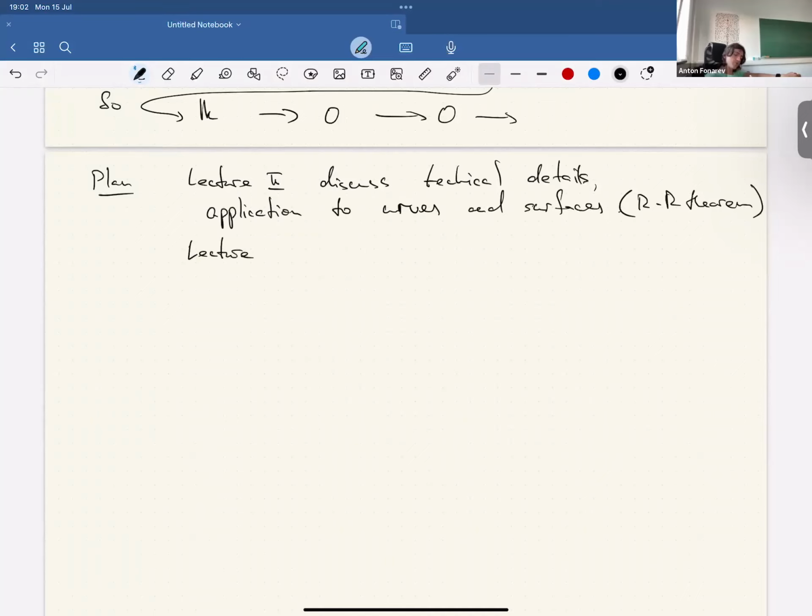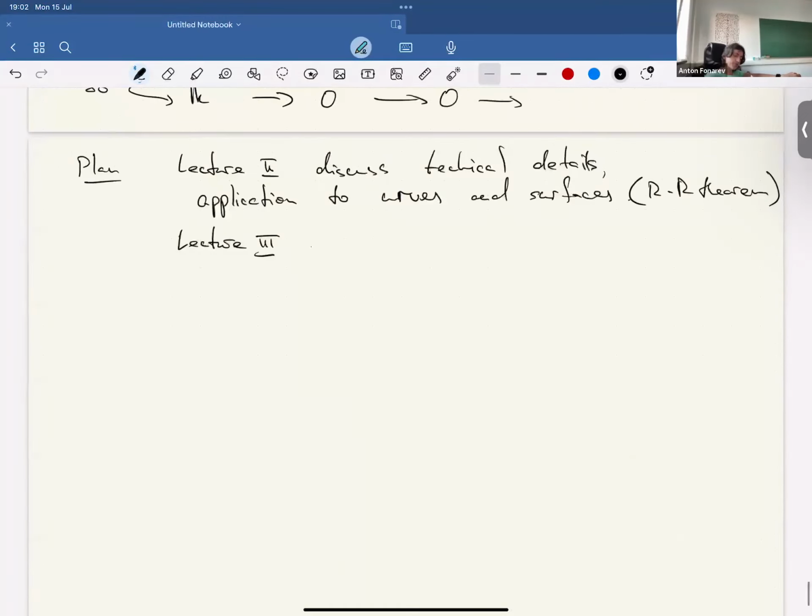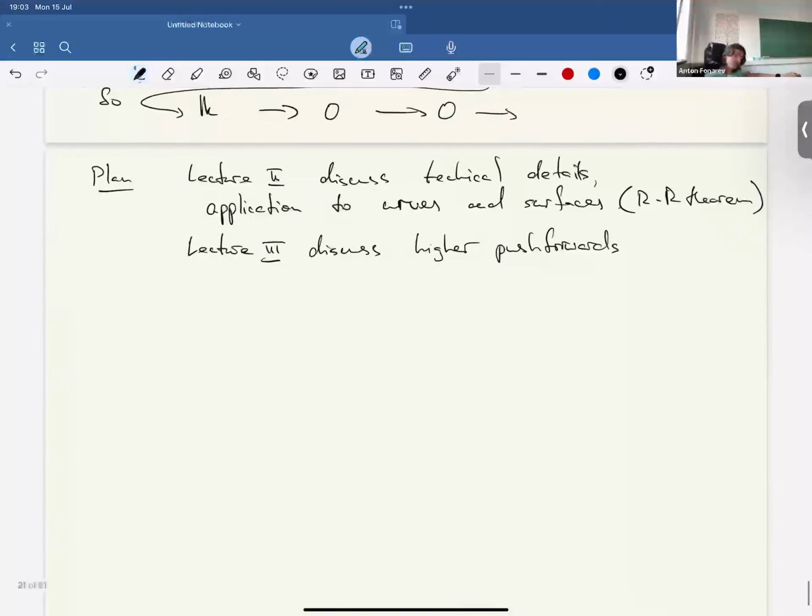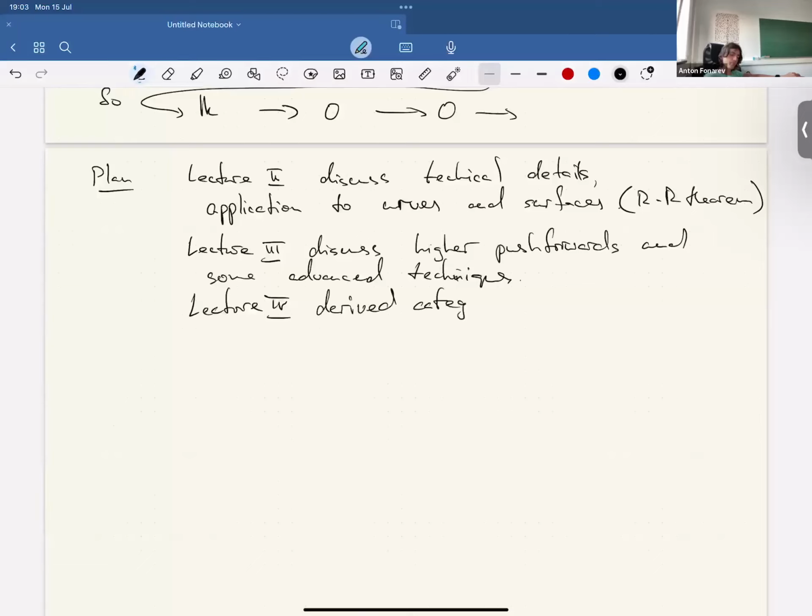Lecture 3, we will discuss higher push forwards and some advanced techniques. And as for lecture 4, I will try to explain how this all fits into a more general picture of derived categories and some applications.